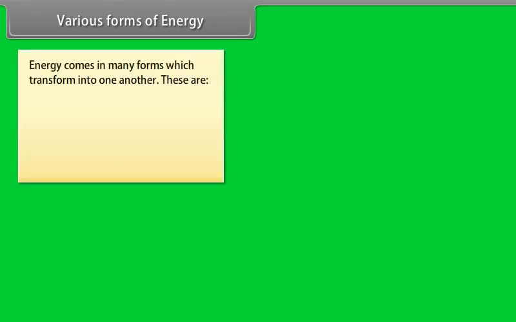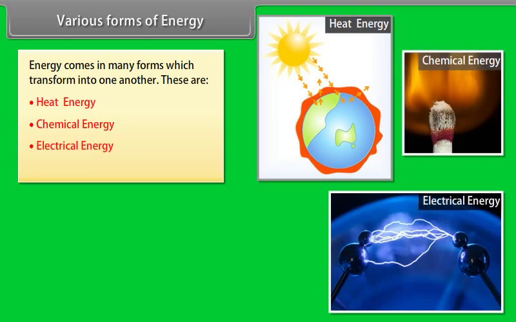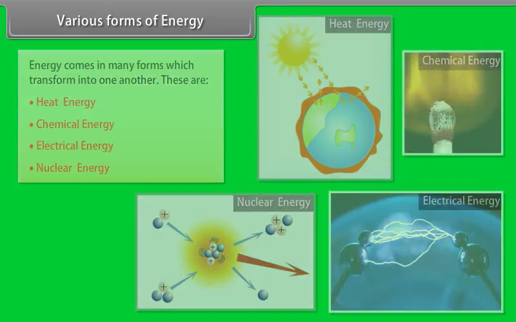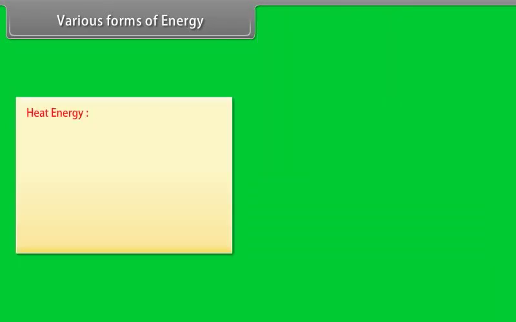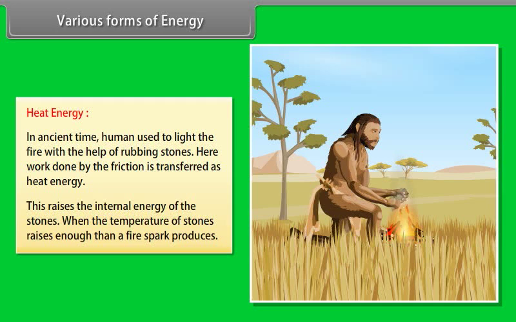Various forms of energy. Energy comes in many forms, which transform into one another. These are heat energy, chemical energy, electrical energy, and nuclear energy. Heat energy. Let us take an example for better understanding. In ancient times, humans used to light a fire with the help of rubbing stones. Here, work done by the friction is transferred as heat energy. This raises the internal energy of the stones. When the temperature of the stones rises enough, a fire spark is produced.